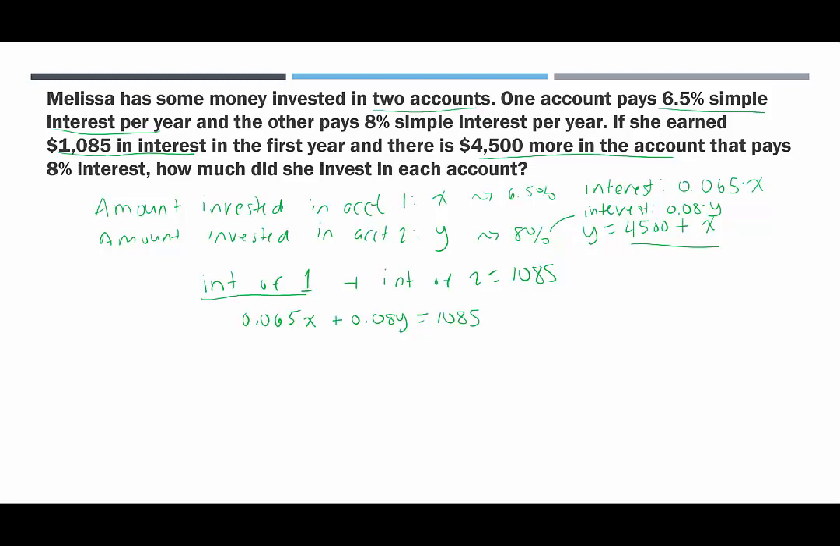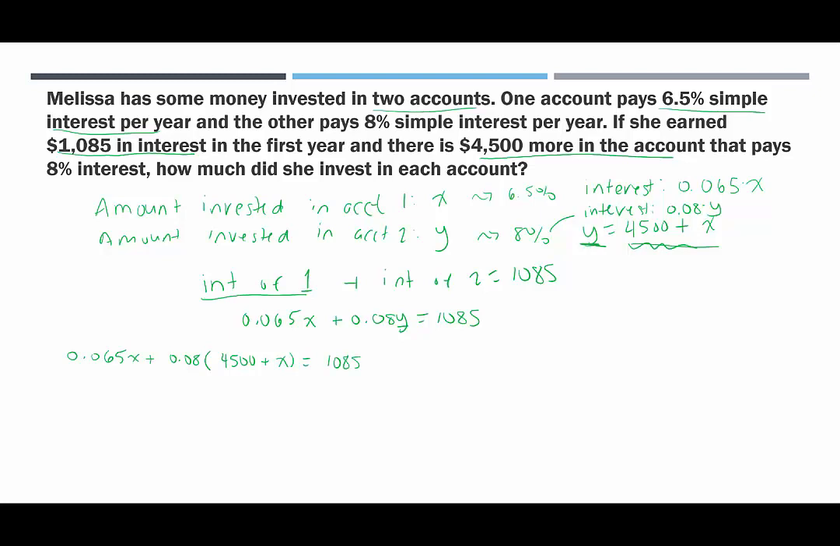Now, this is a problem because we have one equation, but we have two different variables. However, we know something that Y is equal to. We know that Y is the same as 4,500 plus X. So what we're going to do is substitute in. Where I see this Y, I'm going to replace it with what I know it's equal to. And so that's going to give us 0.065 times X plus 0.08 times the quantity 4,500 plus X, and all of this is equal to $1,085.